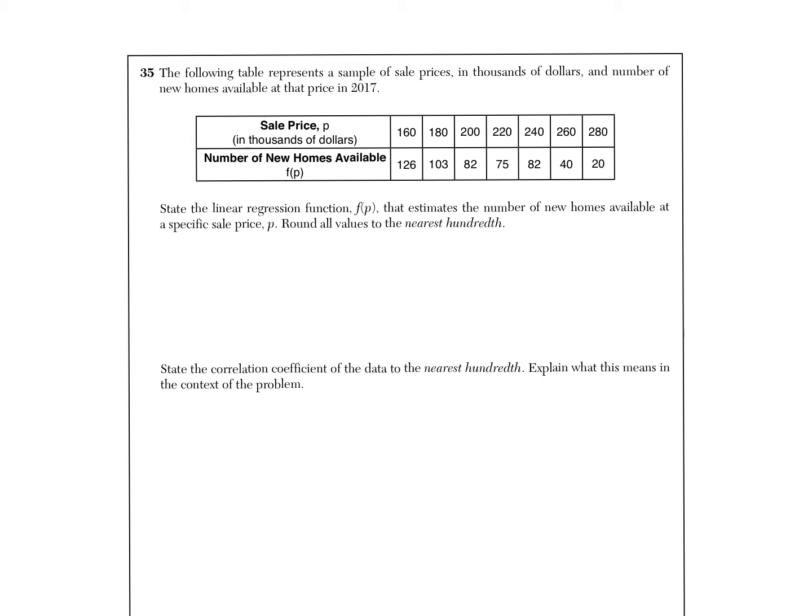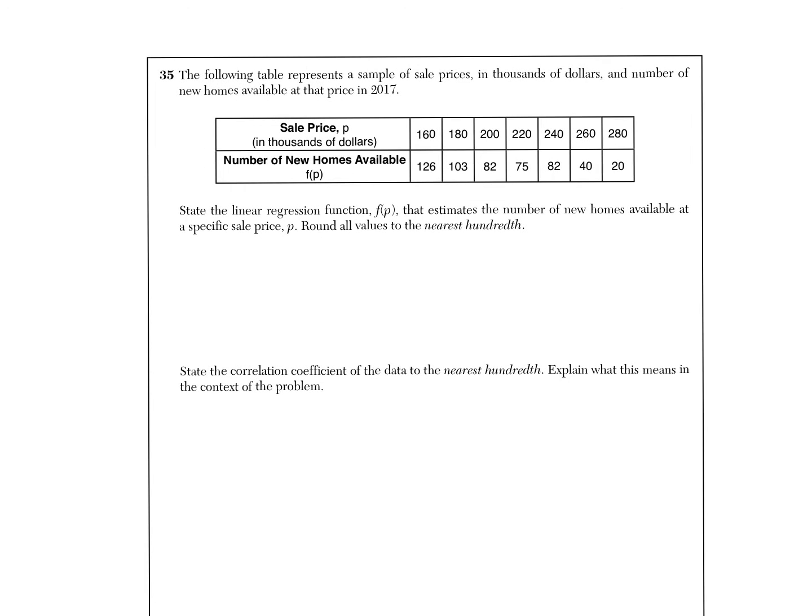For problem number 35, we're looking at a table where your sale price is in thousands of dollars and your number of new homes available. So if you were to make an axis, you've got your sale price. As that sale price increases, your number of homes is going to decrease. Your number of homes starts out high when your sale price is low, and then as your sale price starts to increase, those homes start to drop. There's fewer of them available on the market. So sale price is P, number of homes is F of P.